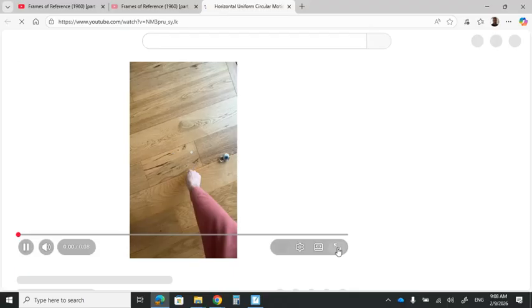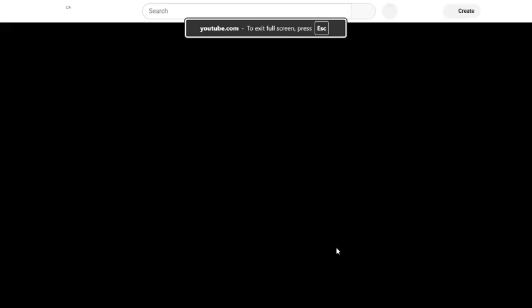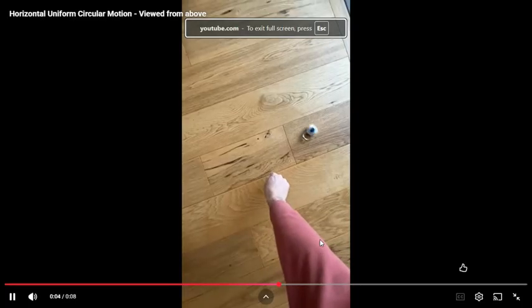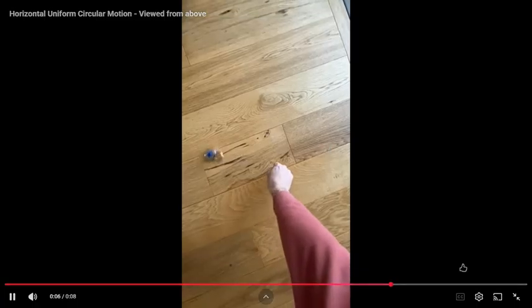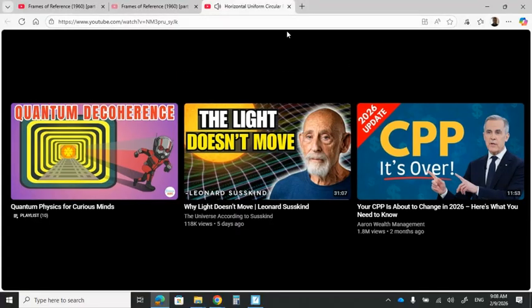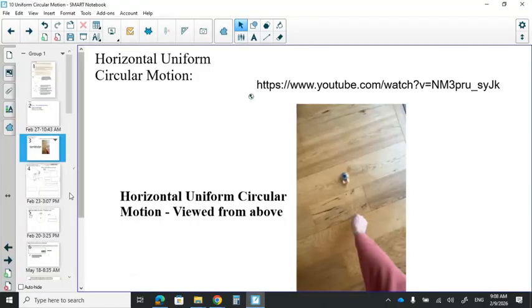This is just a padlock on a string and whirled around, in slow motion so you can really see. Okay, so think about that as we're talking about all this stuff. And so here we go.